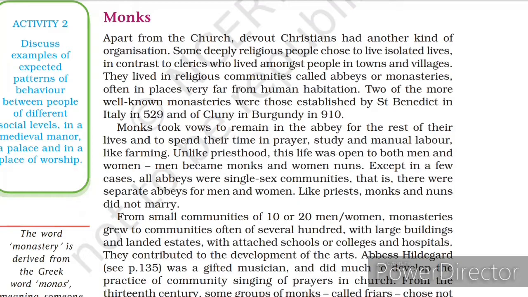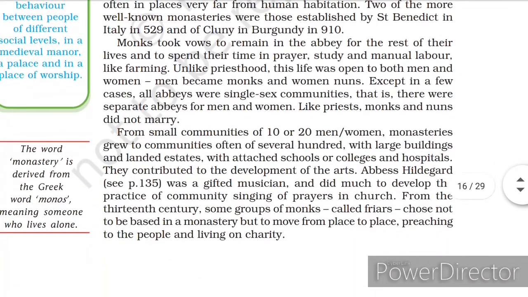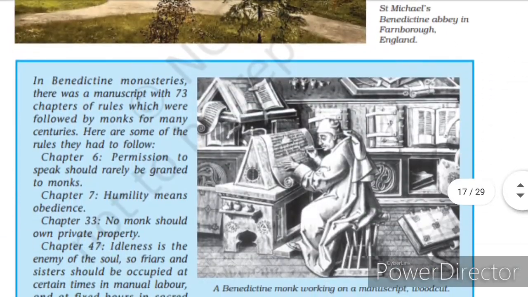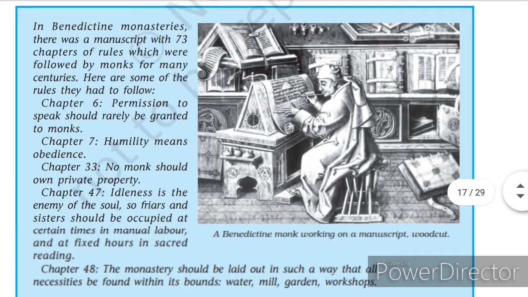Now this is all about the monks and nuns. Now what kind of rules and regulations they follow, we have to know that. So for the rules and regulations, we'll go to this source. In this source it's written what the rules of nuns and monks are. It is written that in Benedictine monasteries they found some manuscripts with 73 chapters of rules which were to be followed by monks and nuns for many centuries. Some of the rules are there in the book. You can see chapter 6. It has one kind of rule: permission to speak should rarely be granted to monks.